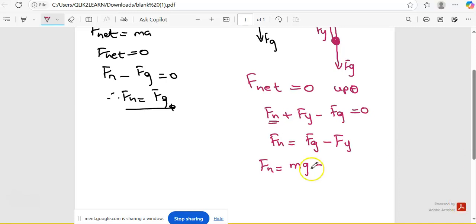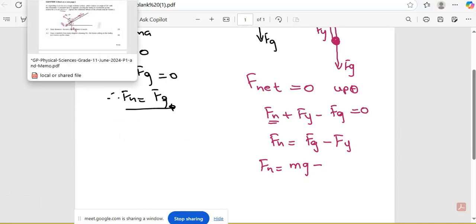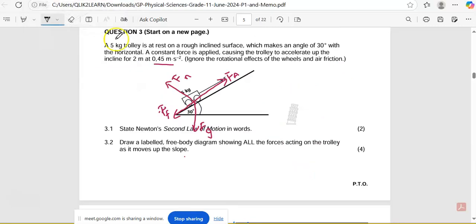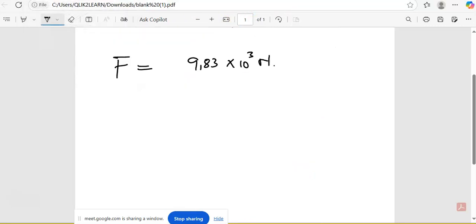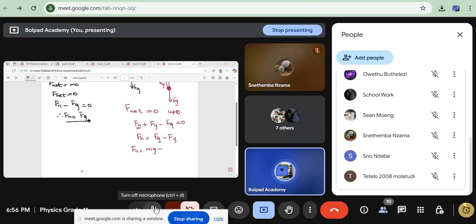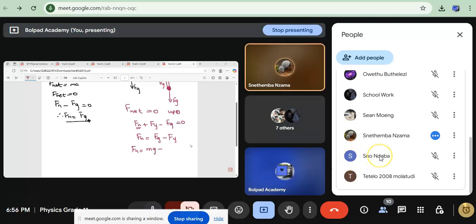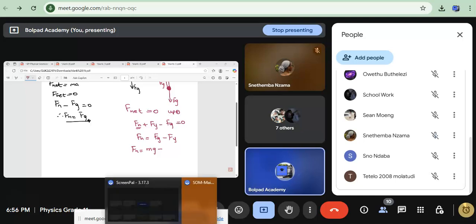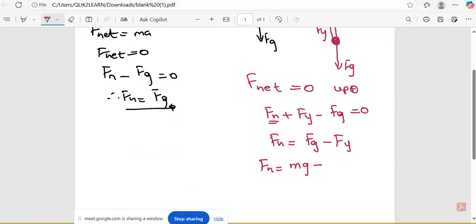Can someone tell us what is the Fy, which is the perpendicular component? What is that equal to? Can someone please tell us? Do you guys know what Fy is? Titelo, do you know what Fy is equal to? It's F sine theta. It's F, the sine of theta. Thank you very much. That's very correct. So Fy will be F, the sine of theta.